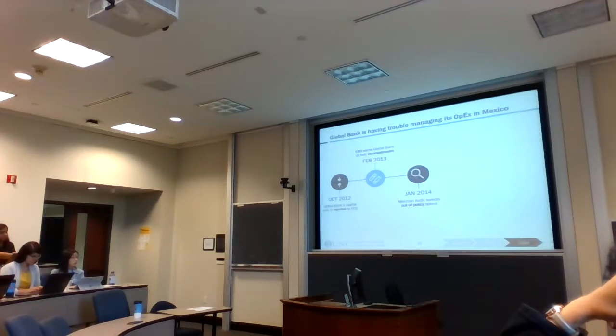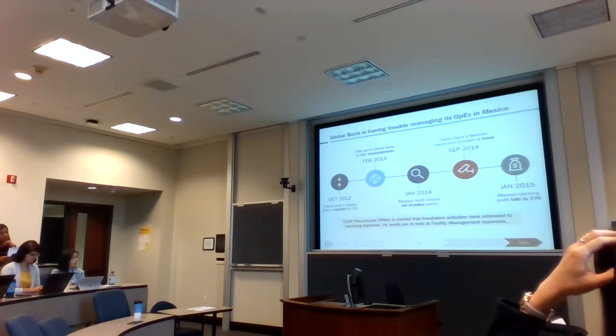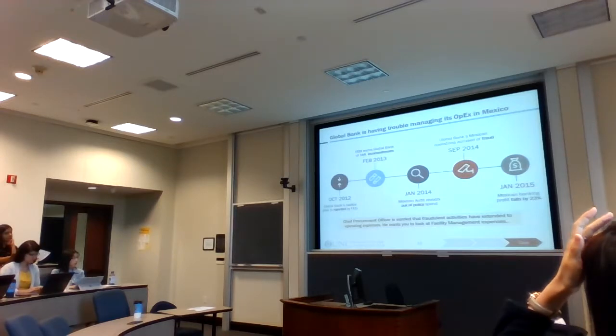Furthermore, a year after, their auditors told them that there was a very severe possibility of fraudulent accounts and out-of-policy spend in their balance sheet. A couple months later, they were actually charged with fraud. By the beginning of 2015, they were losing 23% of their profits just because of this fraud activity. So the chief procurement officer hired consultants to figure out what was going on, and he had the hypothesis that there was a lot of out-of-policy spend within the operating expenditures.